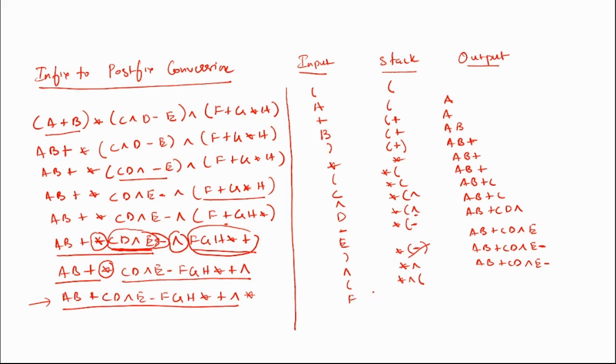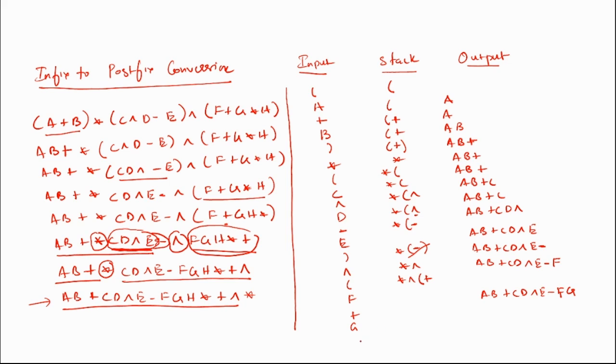Then I have F here. I will add F here itself. Then now I have what? Plus. So I have plus. Once I have plus, then what will I do? I will just add plus after the opening parenthesis. Then comes G. G is not an operator. Therefore I will just add G to the output, correct?